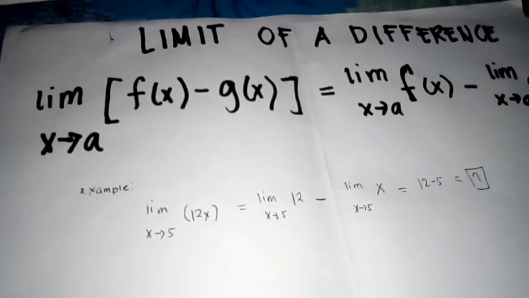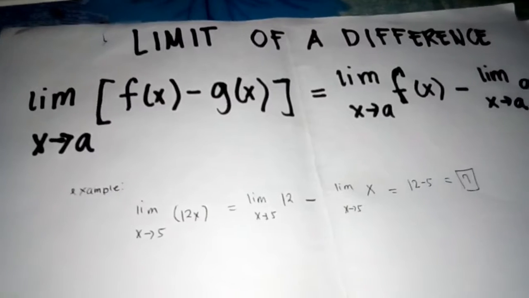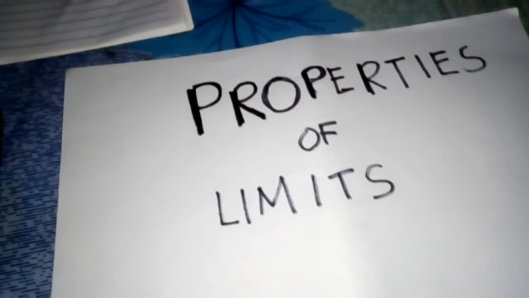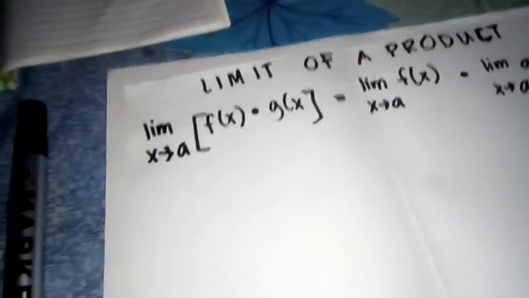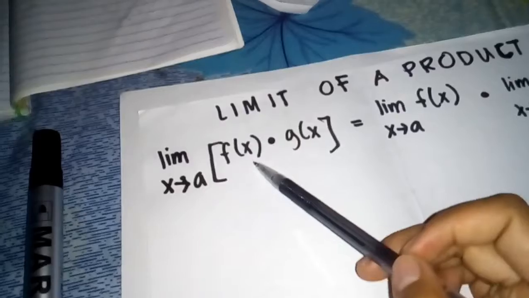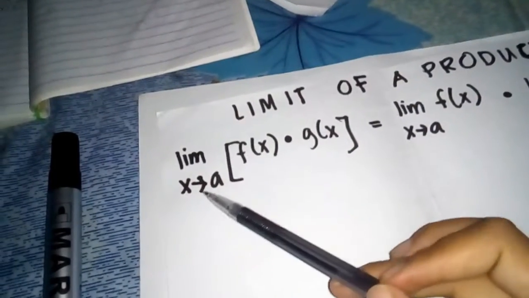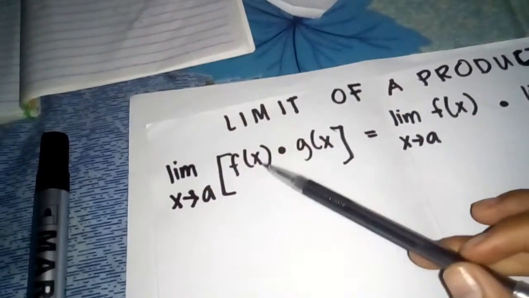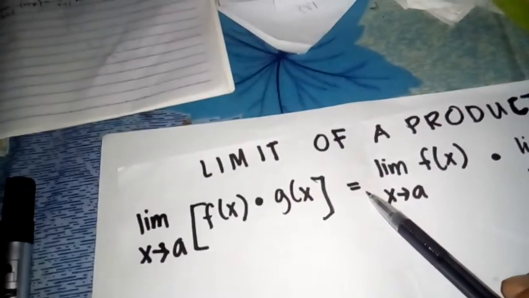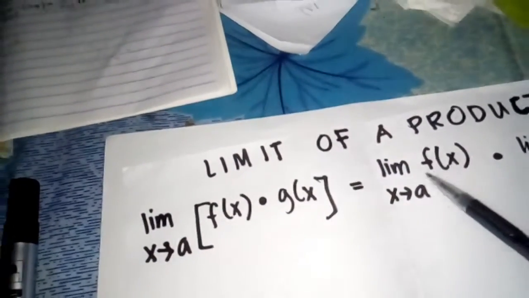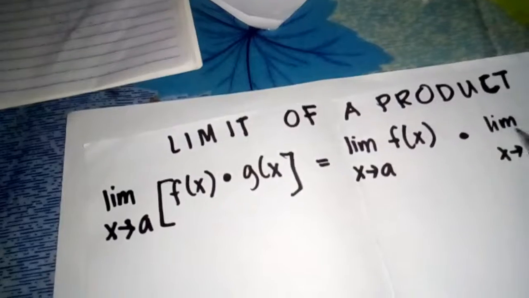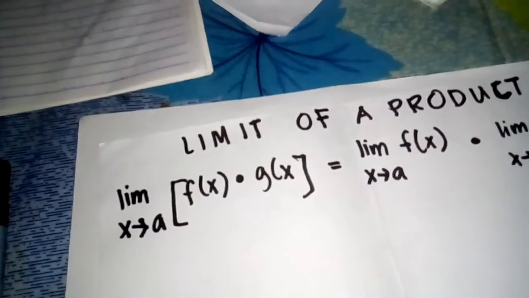So, therefore, the limit of a difference is equal to the difference of the limits. Another property of limits is the limit of a product. The formula is f of x times g of x as x approaches a. We have two functions, f of x and g of x. If we factor it out, this will be the limit of f of x as x approaches a times the limit of g of x as x approaches a.